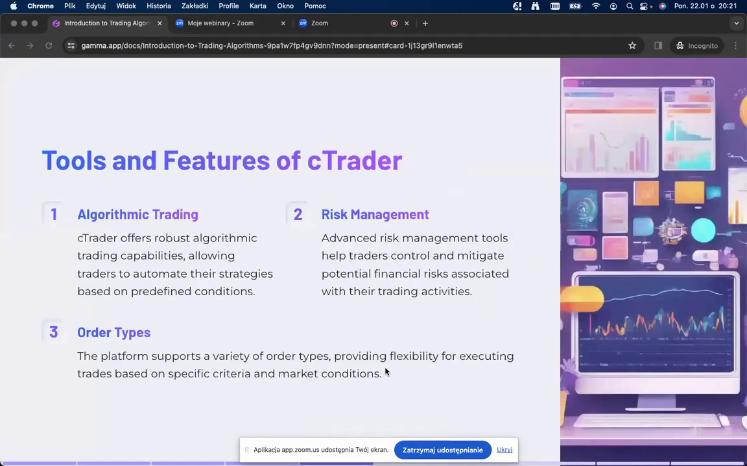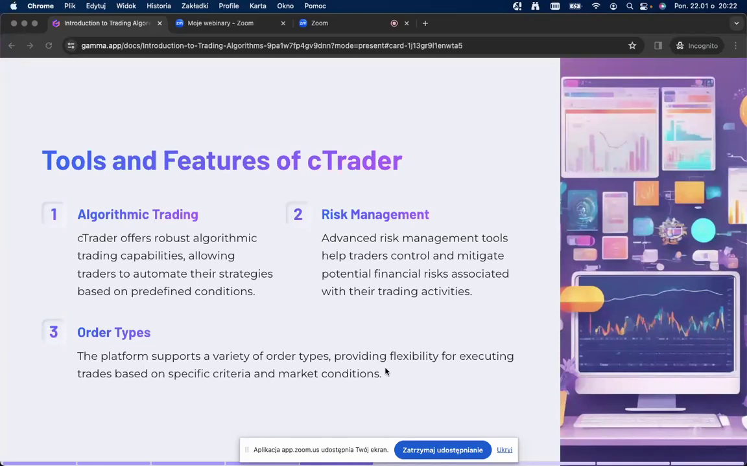Let's dig a little bit deeper and take a look at the tools and features of cTrader. Obviously, algorithmic trading, right? So for algorithmic trading, cTrader has cAlgo, which is programmed basically for algorithmic traders to run their algorithms, right? It is called cBots. They can program their own cBots from scratch using the C# programming language.